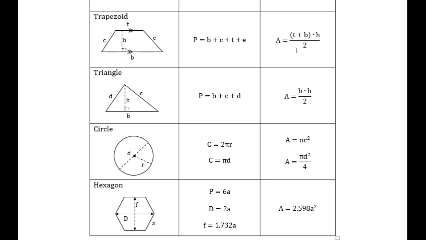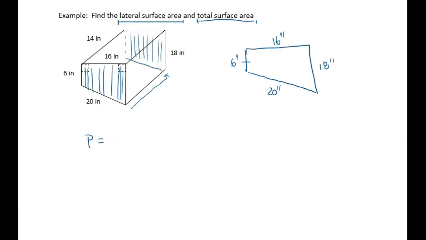Our area formula, again, something we may have to look up, is our top plus our bottom multiplied by our perpendicular height between those 2 things, divided by 2. So let's find those 2 values first. Our perimeter is just adding up around the outsides of our base. So we have 6 plus 16 plus 20 plus 18 all around the sides. So 6 plus 16 plus 20 plus 18 gives me a total perimeter of 60 inches. Remember, this is just the length, so it's in inches.